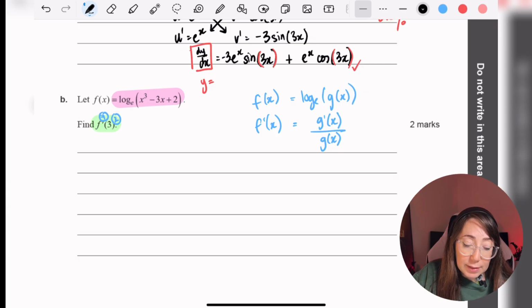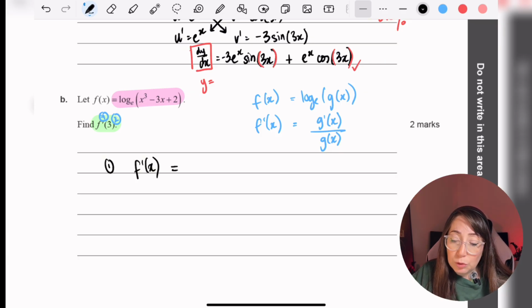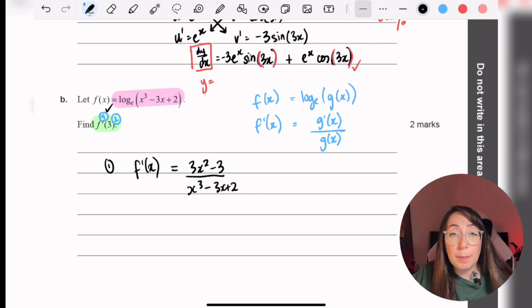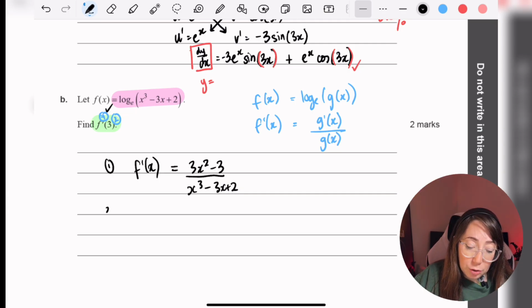So let's start off with our step 1. That's going to be f dash of x is equal to, and we'll do the derivative of the inside over the function inside. So that's step 1 done. I go back and check, and now I'm up to my step 2. So step 2 is where I'm going to go ahead and substitute in the value of 3.